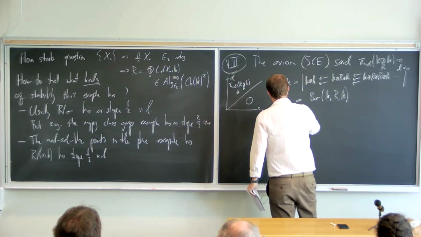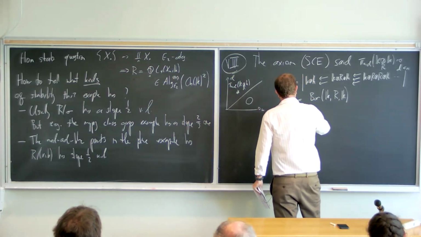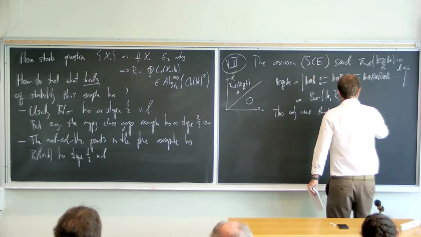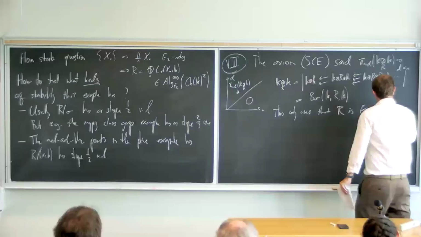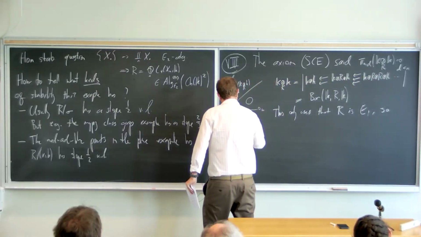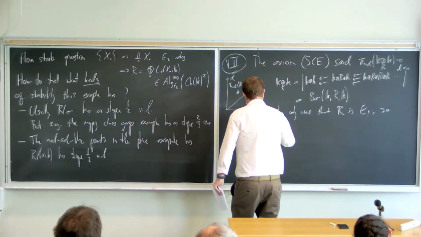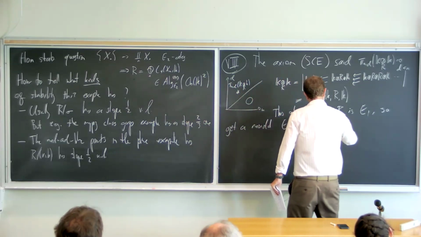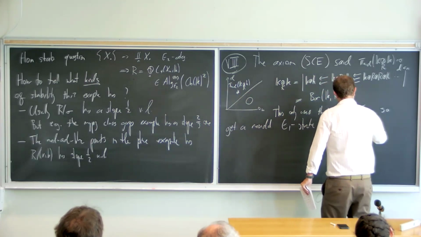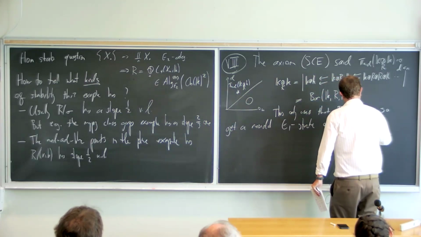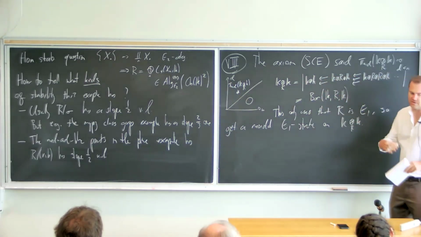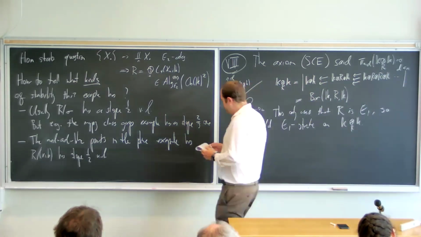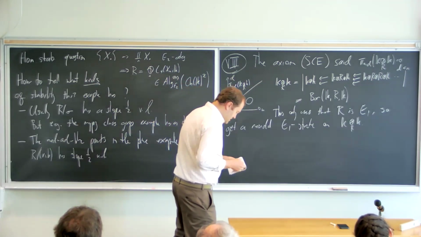So this only uses that R is E1. So I get a residual E1 structure on K tensor over R with K. So it's still an algebra. It just maybe doesn't have any commutativity properties anymore. So that's one thing you can do.